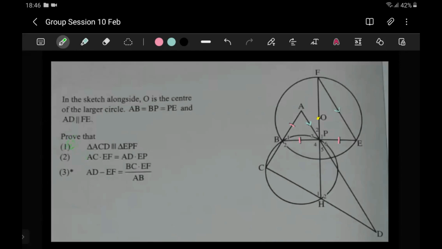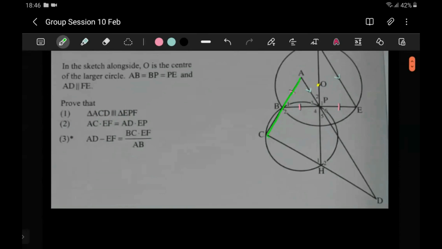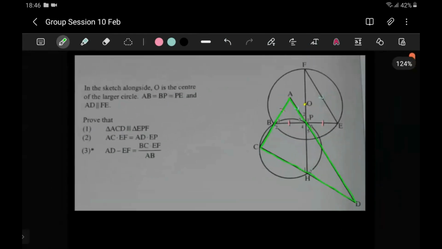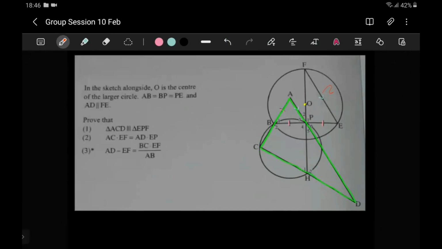It's just my throat. So it says here, prove that ACD, where's ACD? We're talking about A, C, and D over there. So there's this triangle here that they want us to work with. And then they also want us to work with triangle EPF. Let me maybe use a different color. So there's E, P, and F over there.